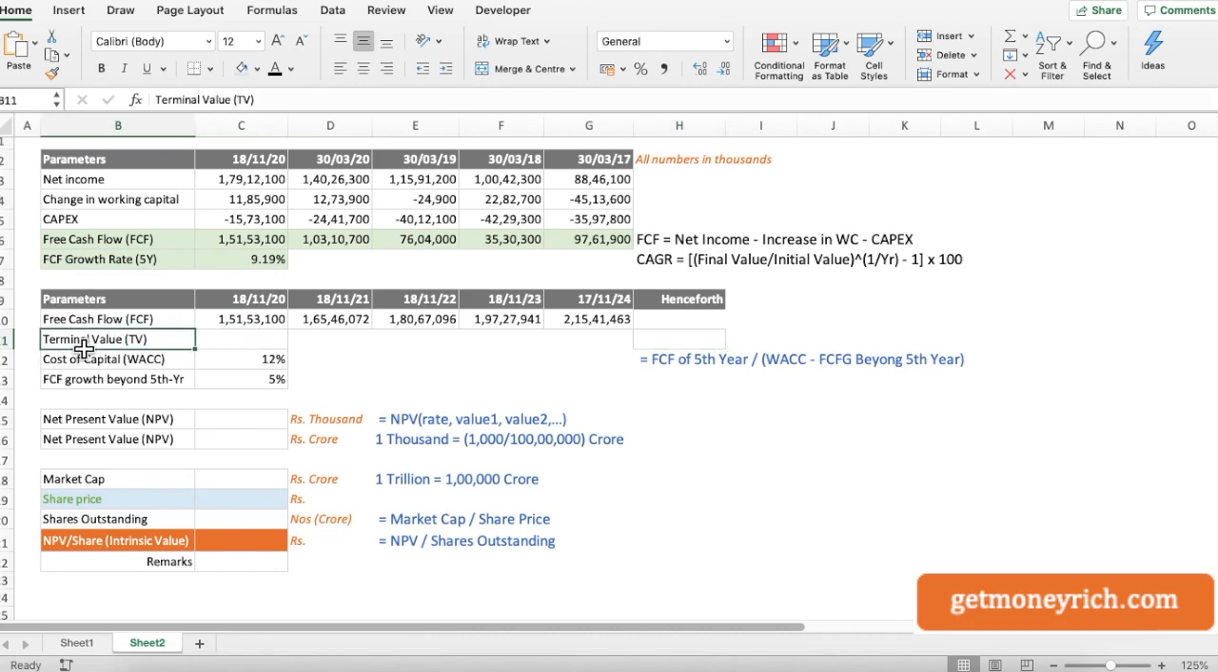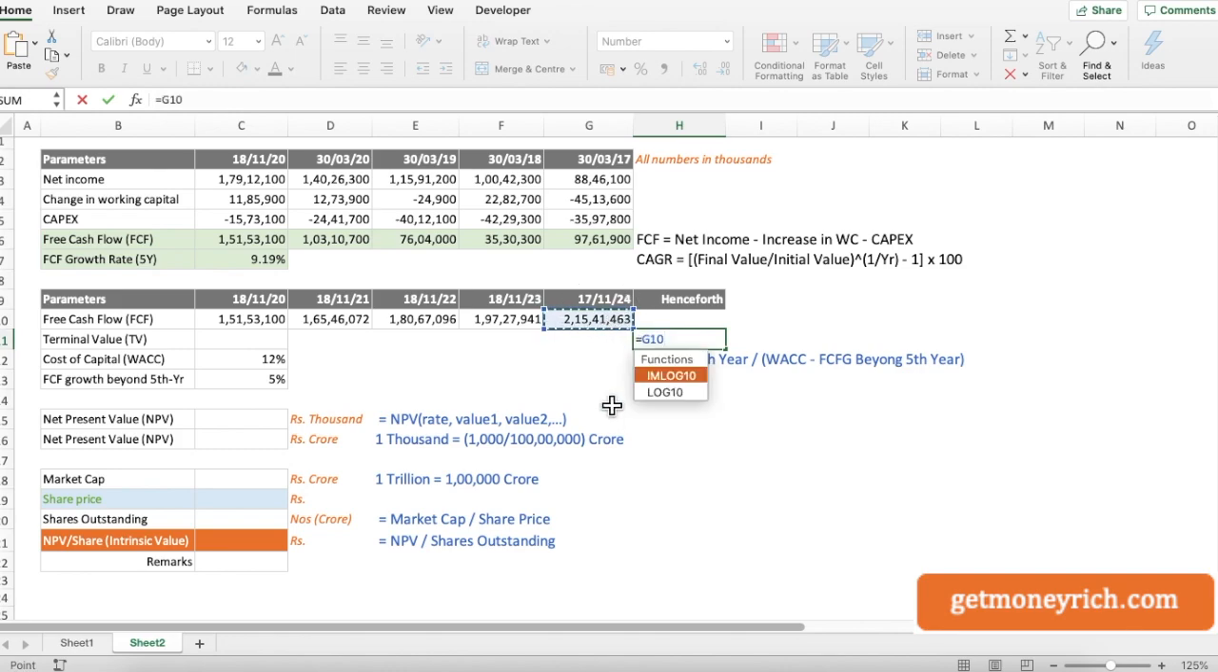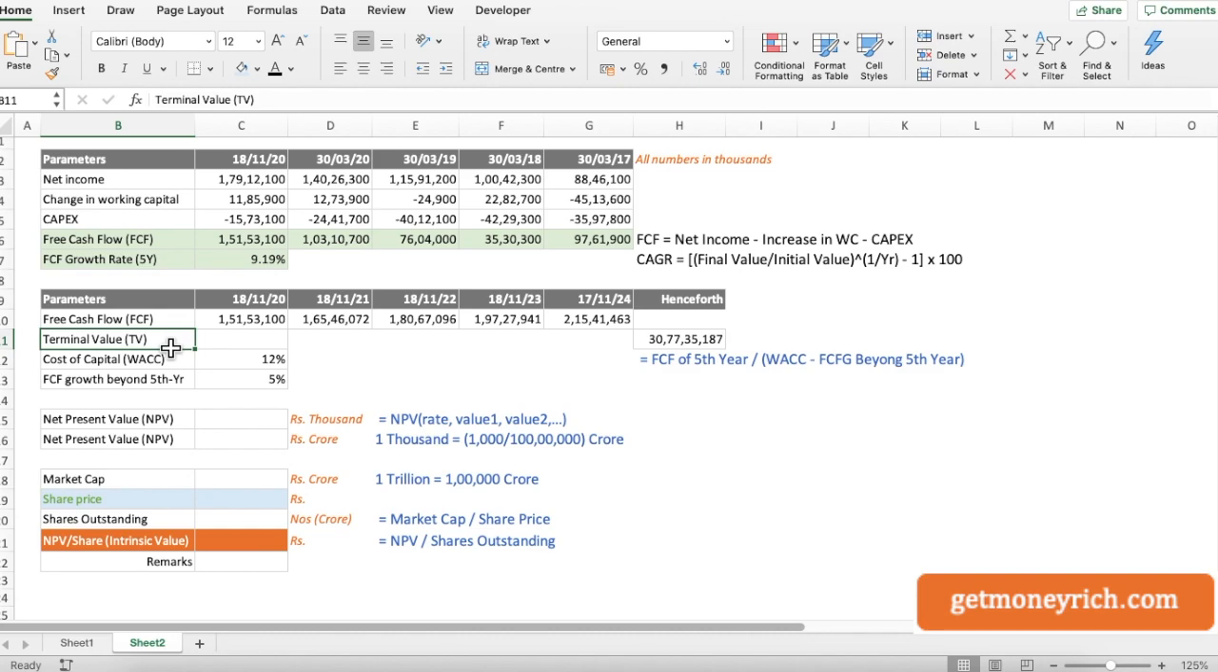In financial jargon, we call it terminal value. So what we will do here is use a formula which says FCF of the 5th year is this, divided by WACC, which is this, minus FCF growth beyond the 5th year, so this. So let's use this formula, enter, and this is the number which is called terminal value. What is terminal value? Terminal value is nothing but all the free cash flows that the company is going to generate beyond the 5th year.